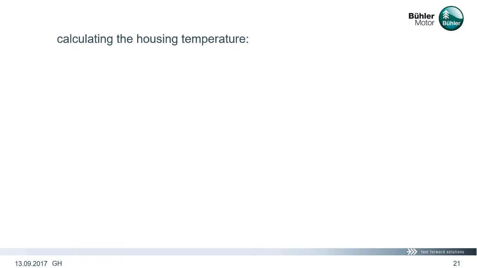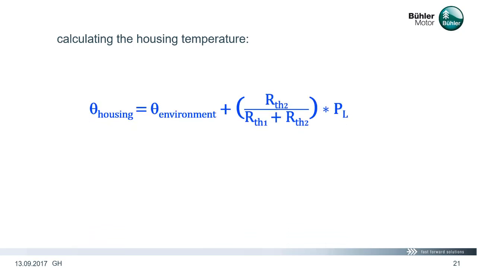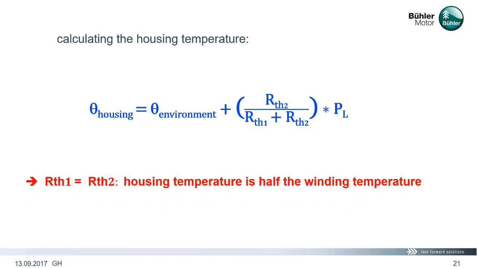With the two separate RTH values, we can now calculate the housing temperature. Theta housing is theta environment plus RTH2 divided by RTH1 plus RTH2 multiplied by the power losses P sub L. As a reminder, if RTH1 equals RTH2, the housing temperature is exactly half of the winding temperature.